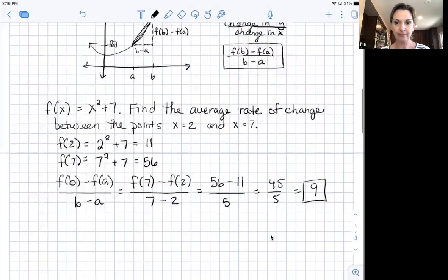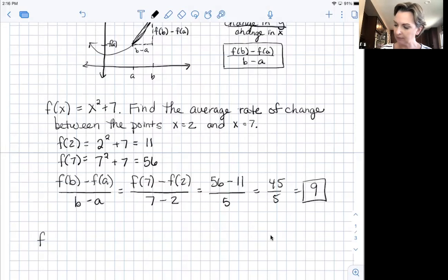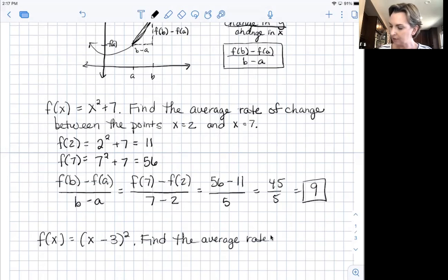Okay. All right, let's do more. Let's do x minus 3 squared. Okay, same thing, find the average rate of change between the points x equals 1 and x equals 3.